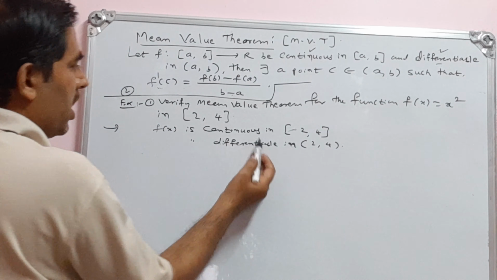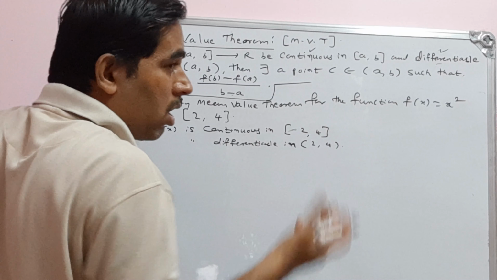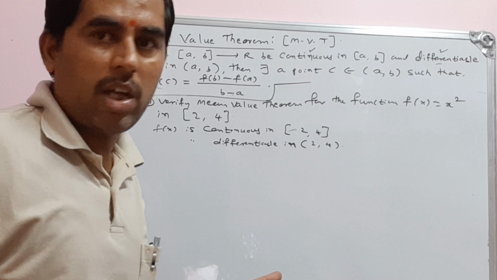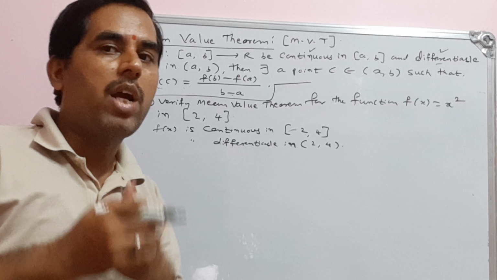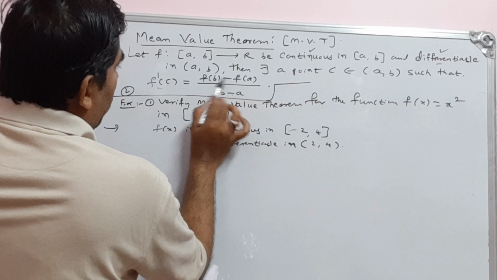So the given function is continuous and the given function is differentiable. Then we need not show f of a is equal to f of b. That is irrelevant here. We are not verifying Rolle's theorem. We are talking about the mean value theorem.